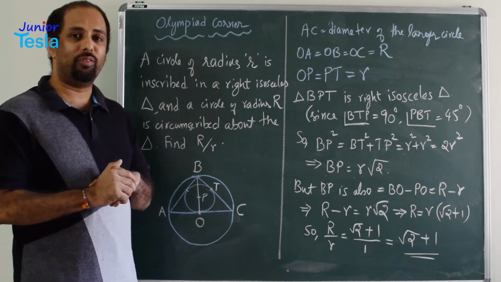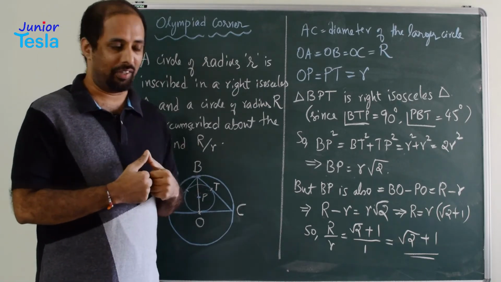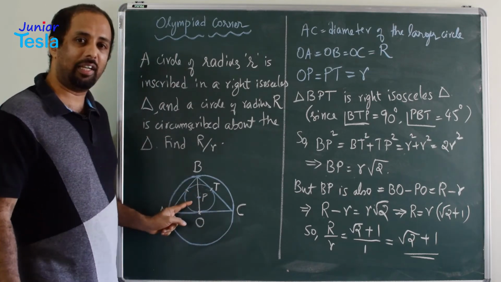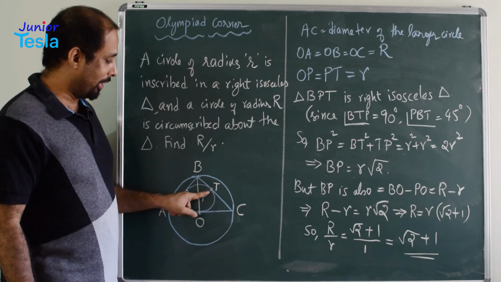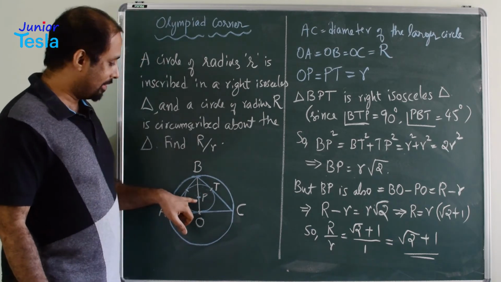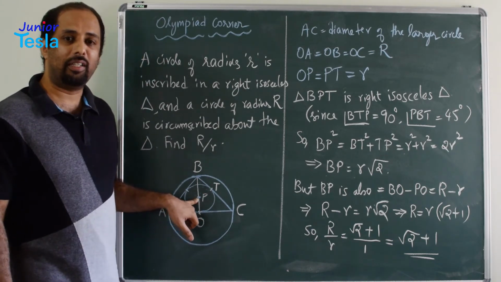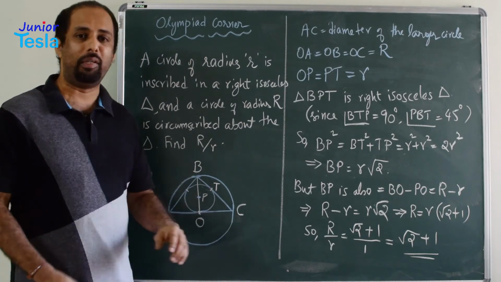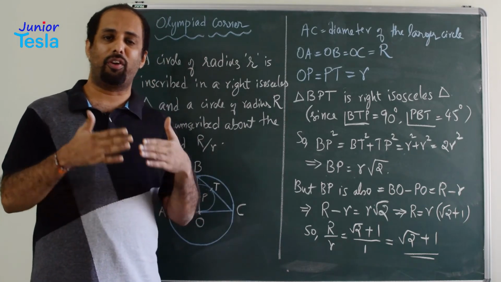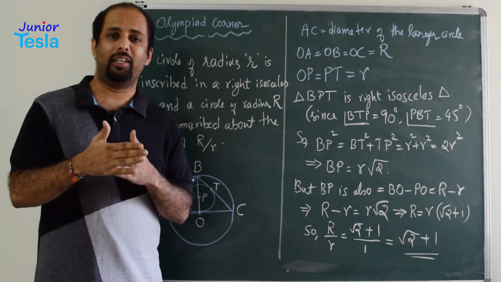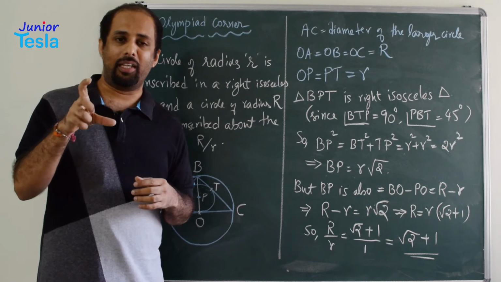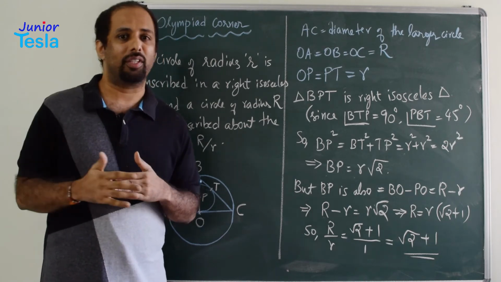Then what we can do? We can extract some more information. See, BC is the tangent for the smaller circle, right? Now T is the point of contact. Now that is connected to the center of the smaller circle, that is at P. So PT will be perpendicular to BC. We know that if you have drawn a tangent to the circle and connected the point of contact to the center of the circle, that particular line will always be perpendicular to the tangent.